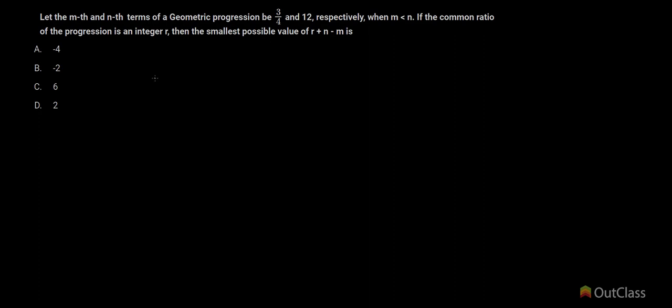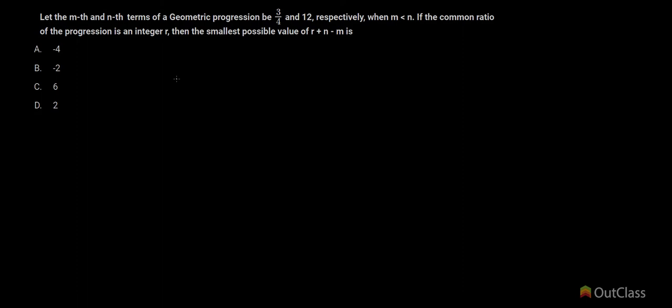Let the mth and nth terms of a geometric progression be 3 by 4 and 12 respectively, where m is less than n. If the common ratio of the progression is an integer r, then the smallest possible value of r plus n minus m is what?